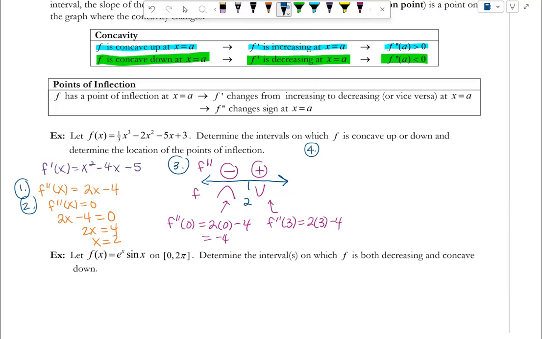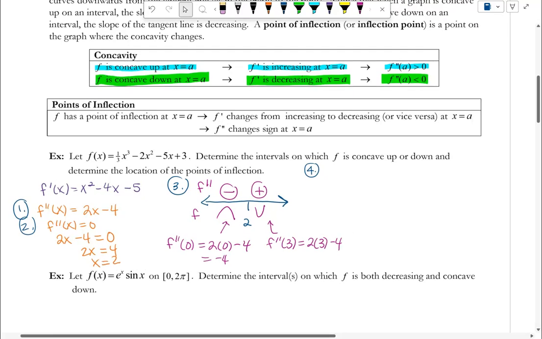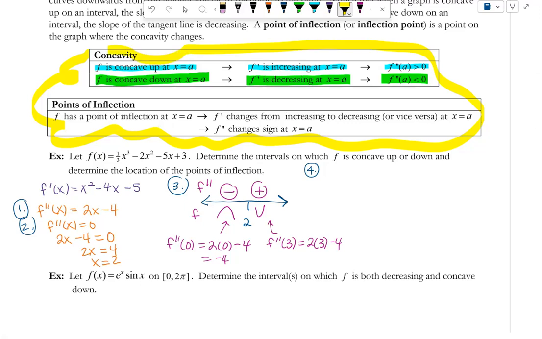So first we were asked to determine the intervals on which f is concave up or down. We need to answer those, and we need to provide a justification, but the justifications for everything we're going to do is like what's in these two boxes. So we could say that f is concave down on the interval negative infinity to 2, excluding the 2. And our reasoning for that is because our second derivative is negative.